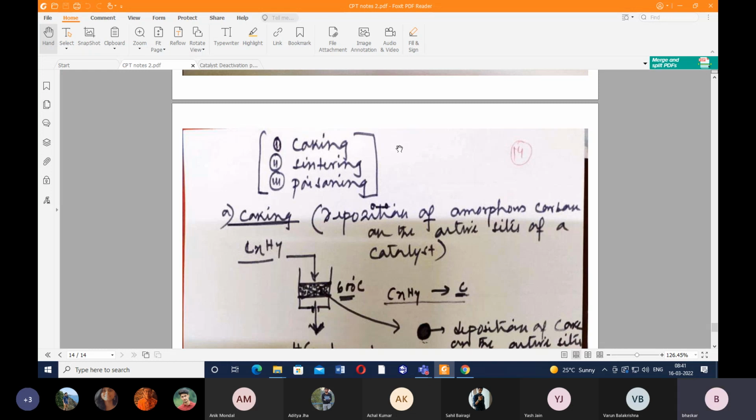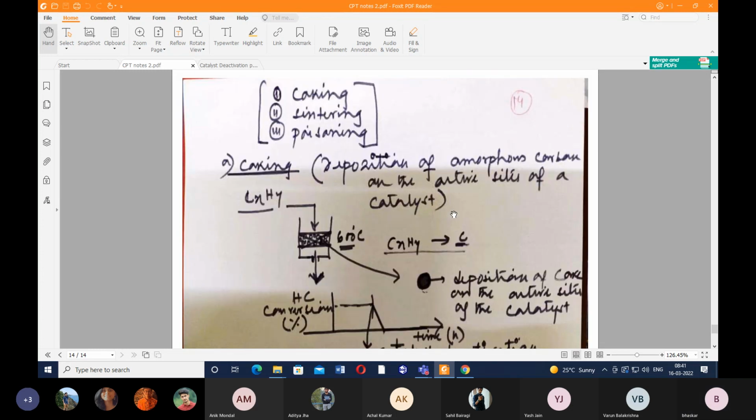What is coking? Here I have written: deposition of amorphous carbon on the active surface sites of a catalyst. So how does this thing happen? Yes, tell me. It forms a layer over the catalyst. The carbon gets deposited over the catalyst, right, preventing contact by the reactants with the catalyst.